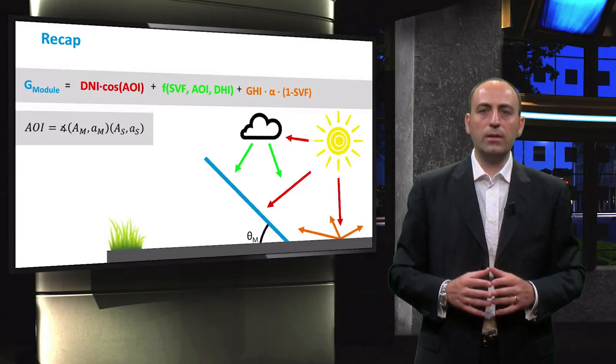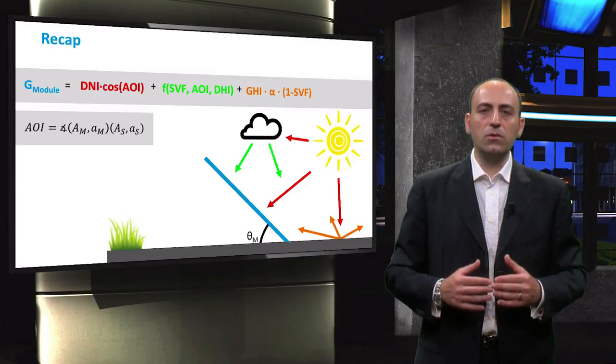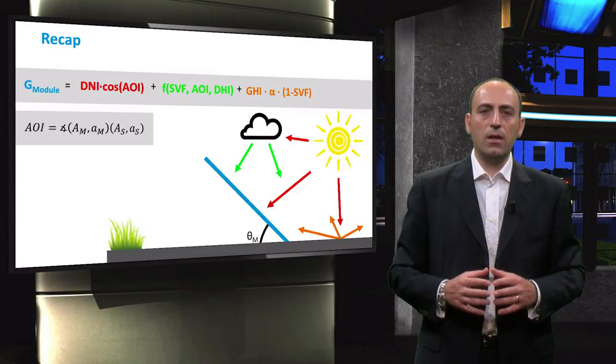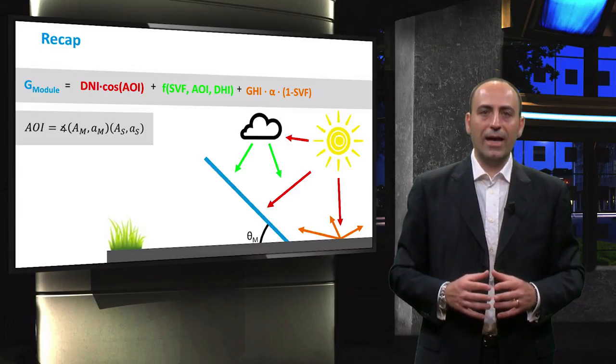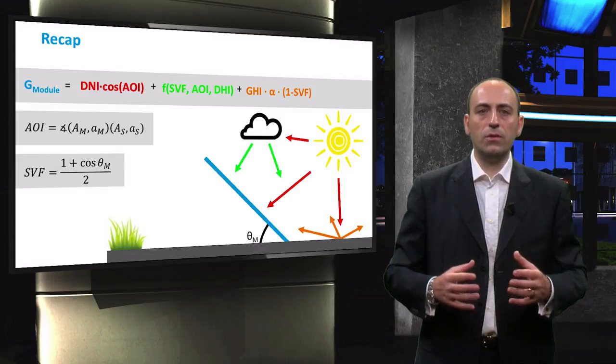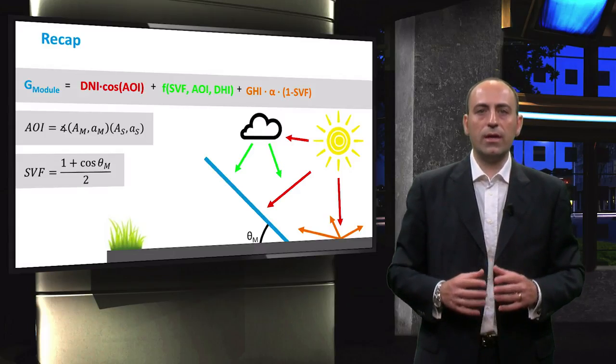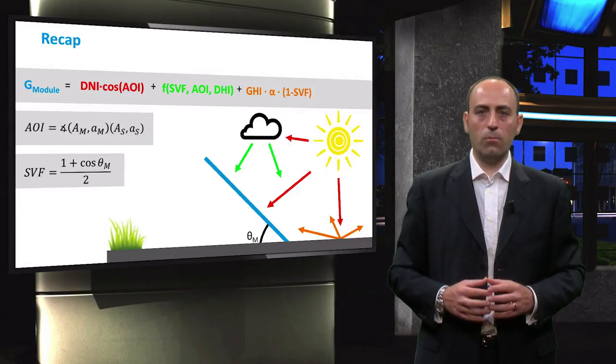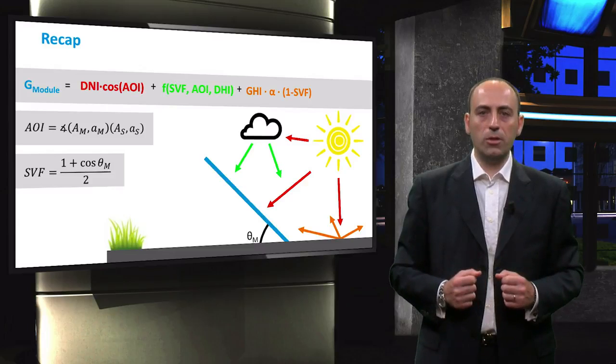The third component is the albedo, and it depends on the global horizontal irradiance, the albedo value of the surrounding ground, and again, the sky view factor. The formula to compute this factor depends only on the tilt angle of the module, and it is necessary to obtain the diffuse and albedo components. In the next video, we will discuss how to find the optimal tilt angle.